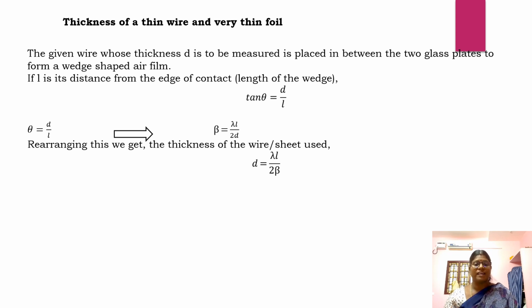So rearranging the expression for beta, we get the thickness of the wire or a sheet introduced between the glass plates. By using this expression, D is equal to lambda L by 2 beta. So the thickness of a thin foil or thin paper sheet or a small wire or a human hair will be determined by forming an air wedge using that between two glass plates. By measuring the bandwidth beta, we will determine the thickness of the material.